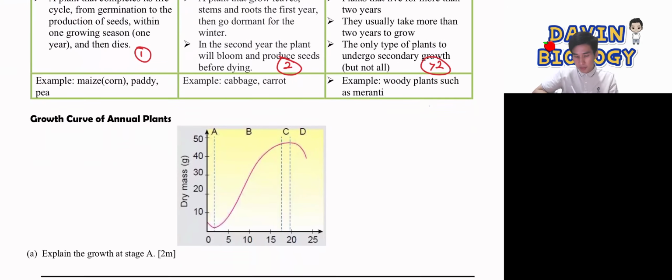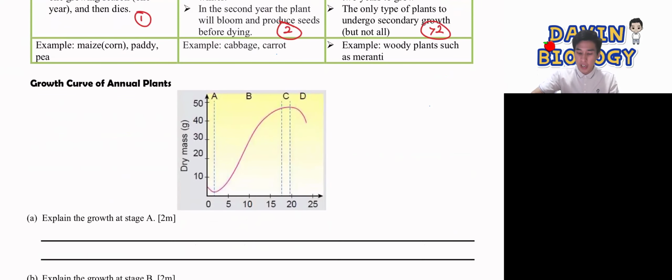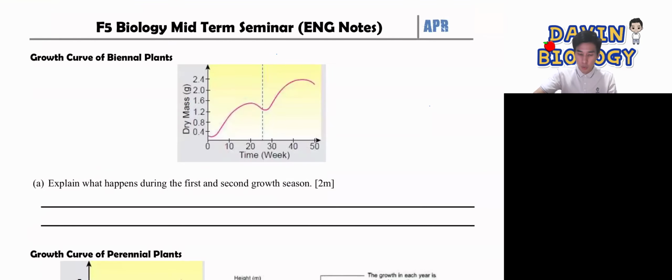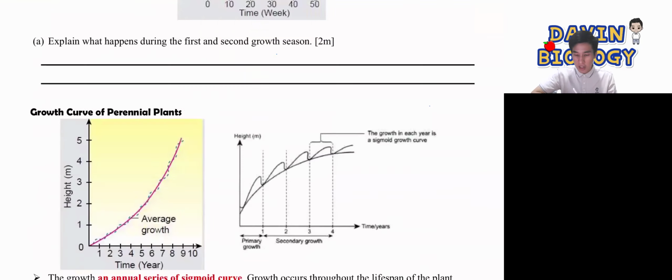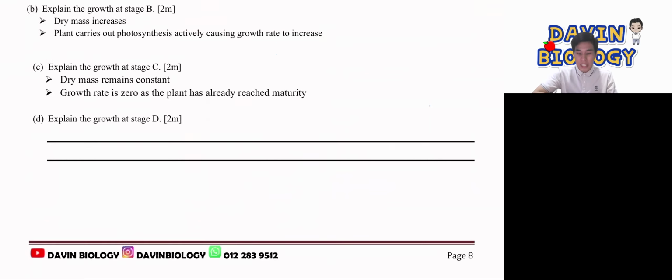So for annual plants, all these 3 plants basically have the same kind of curve called the sigmoid curve. This S shape is called a sigmoid curve. So you have 1 sigmoid for annual, 2 sigmoid for biennial, and we call this a series of sigmoid for perennial. Every sigmoid represents 1 year.